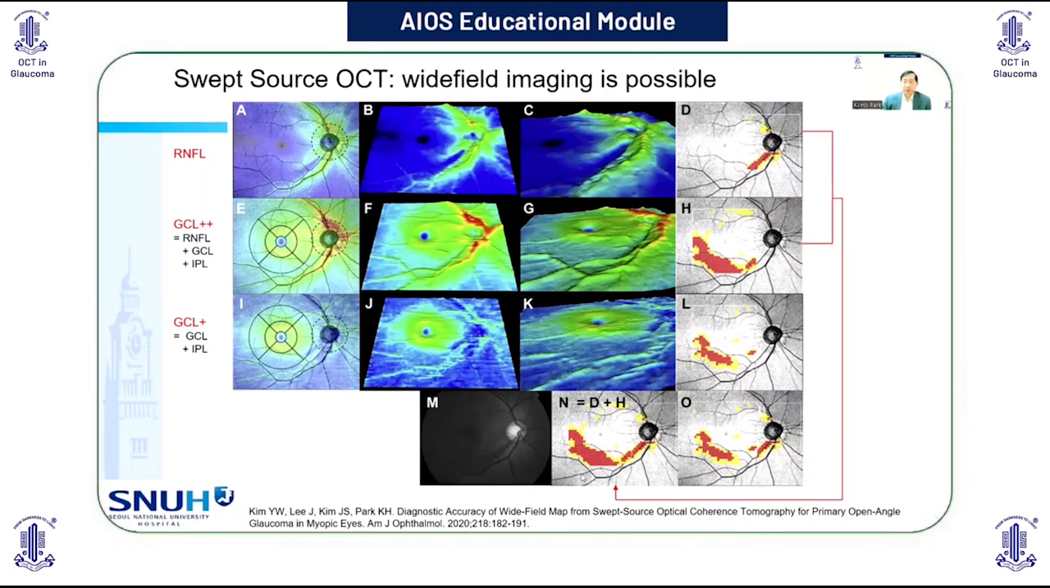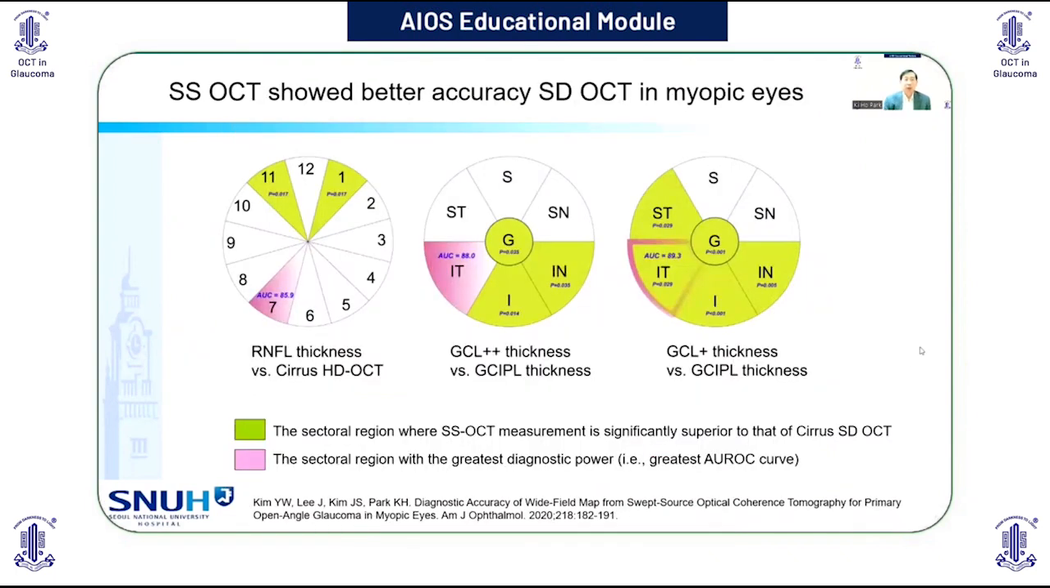So in this figure, those RNFL and GCL2 plus are combined. And also, RNFL could be combined with the GCL plus, which means GCL plus IPL layer, the GCIPL layer in spectral domain OCT. So RNFL and GCIPL deviation may be combined like this. And swept source OCT showed better accuracy than spectral domain OCT in myopic eyes.